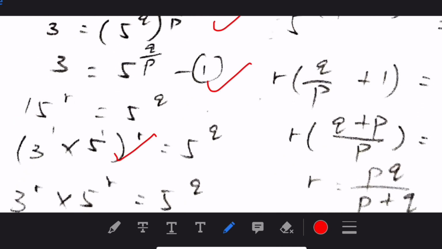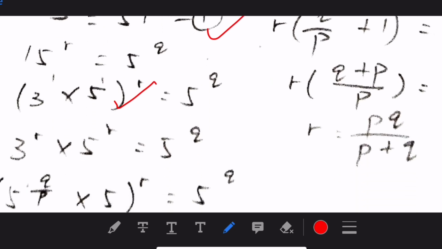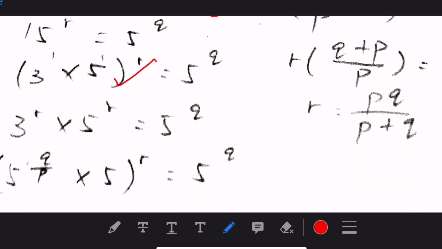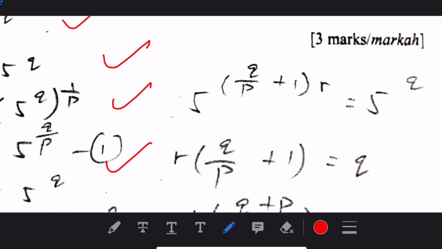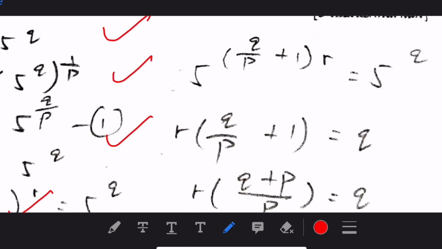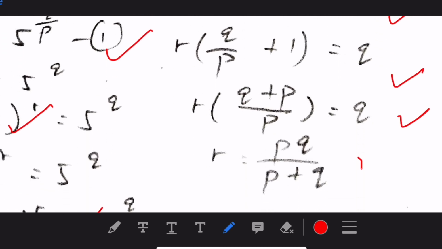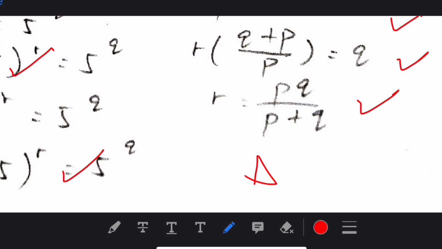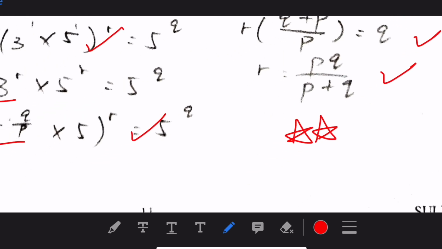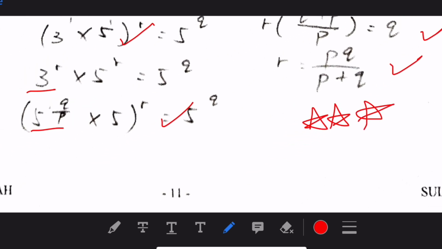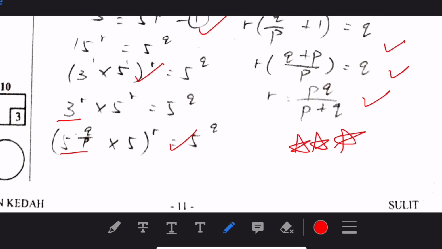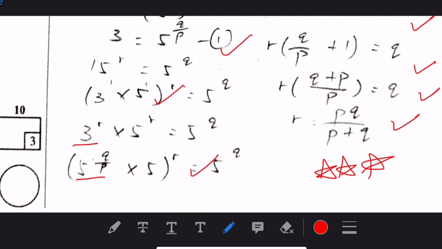And then she expressed the 3 in terms of base 5, and then 15 she expressed as 3 times 5 to the power of, according to the question, r. Then she substitutes and simplifies, and finally her answer is r in terms of p and q. Very good. Okay, no problem.